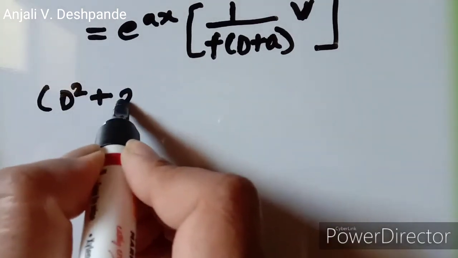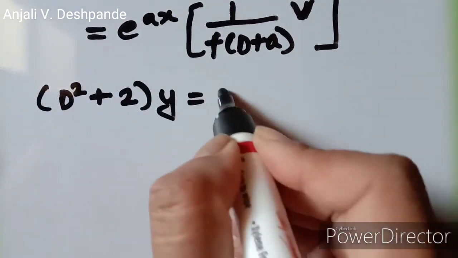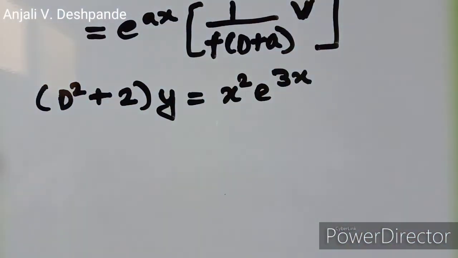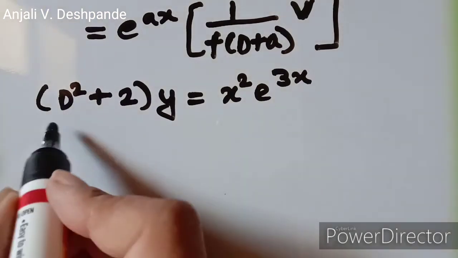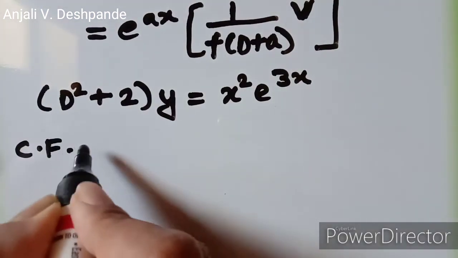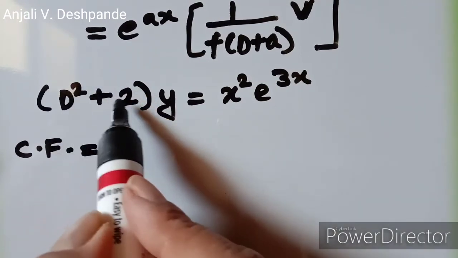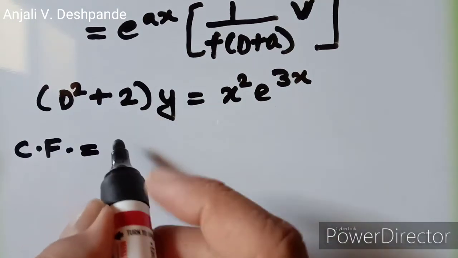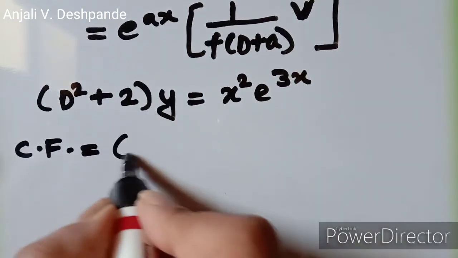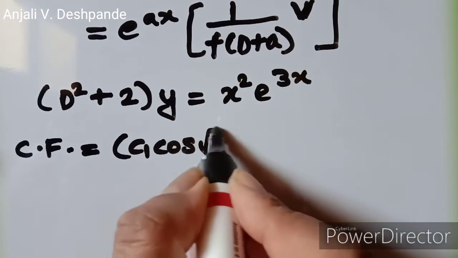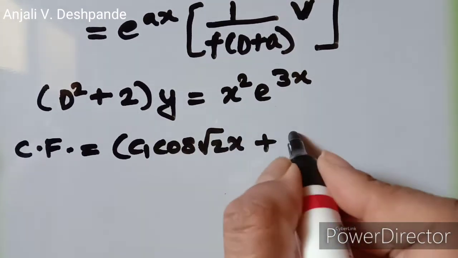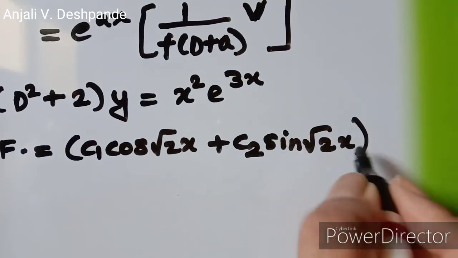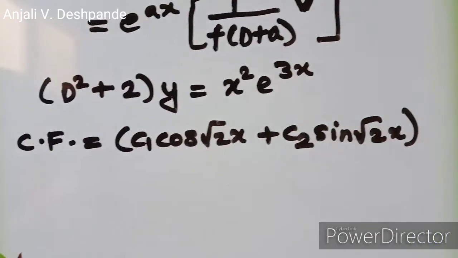So (D square plus 2)y is equal to, let's say, e raised to x square into e raised to 3x. So over here I am going to write the CF. CF is equal to, so we are just going to put D square plus 2 is equal to 0, solve it, so it comes out to be plus or minus root 2i, so imaginary roots. So this will be c1 cos root 2x plus c2 sine root 2x. So that is the CF.